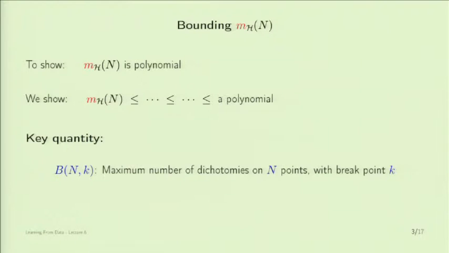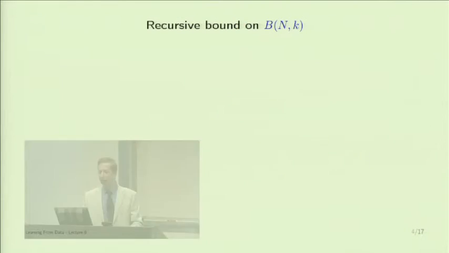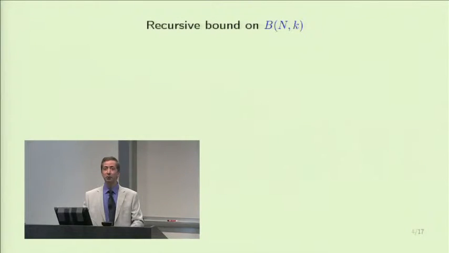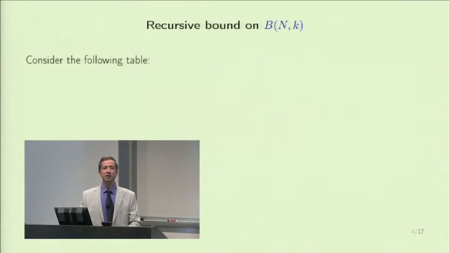Okay? The plan is clear. So let's look at the bound for B of n and k, and we are going to do it recursively. It's a very cute argument, and I'm going to build it very carefully, so I want your attention. Okay. Consider the following table.